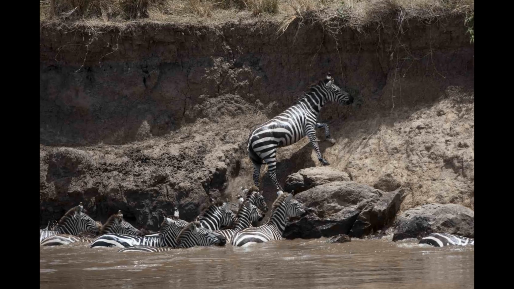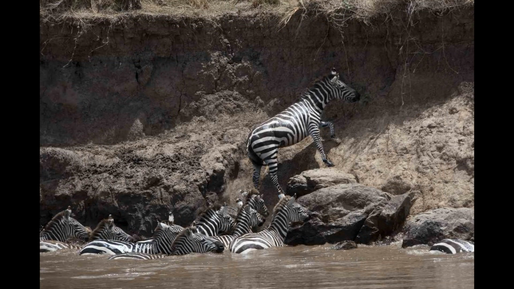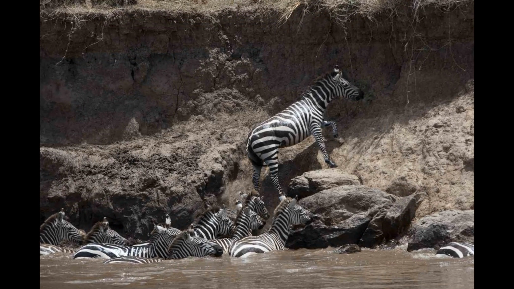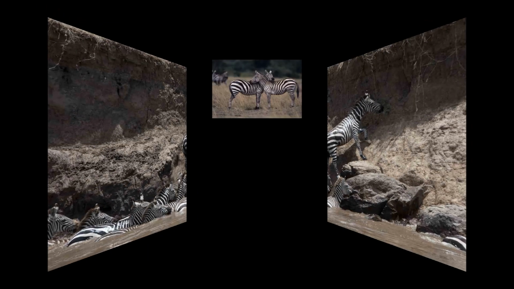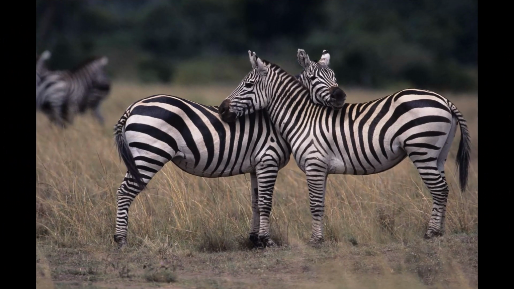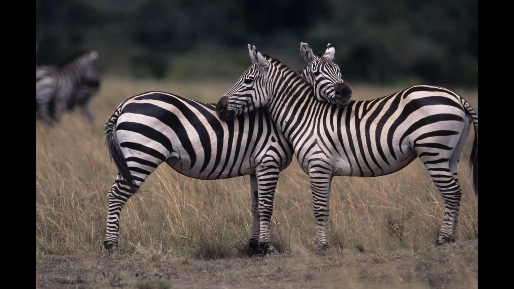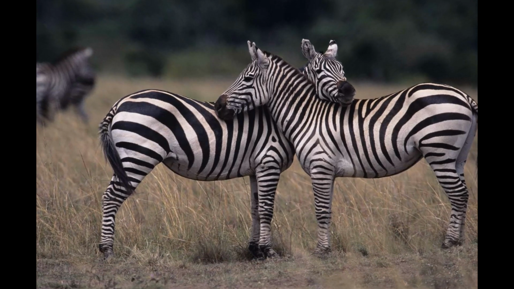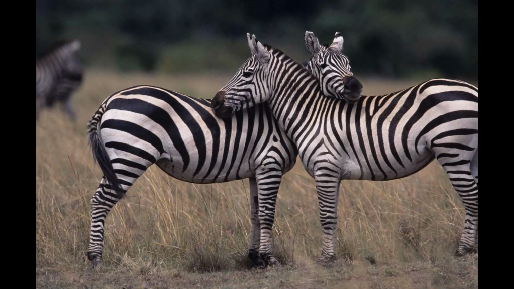Zebras also make snorting and whinnying sounds to express emotions such as excitement, alarm, or curiosity. A short, sharp snort is often a warning signal to alert the herd of potential danger nearby, while a softer snort may indicate mild irritation or interest. When a zebra is nervous or senses a predator, it may produce a series of snorts in quick succession, prompting the group to become more alert or prepare to flee.